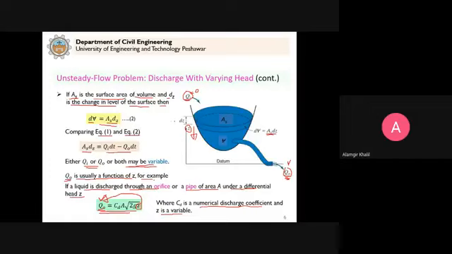But if you want to keep Z constant, how can you do it? There is an outflow, and this outflow is a function of Z. If you want to keep Q naught constant, you have to supply water so that the incoming discharge is equal to the outgoing discharge. Then Z will be constant. Is it clear now?